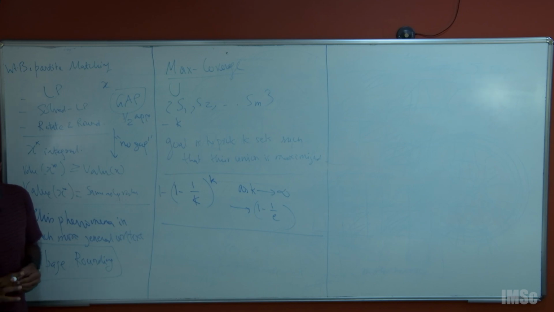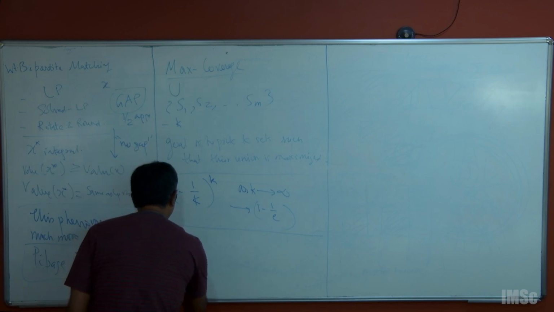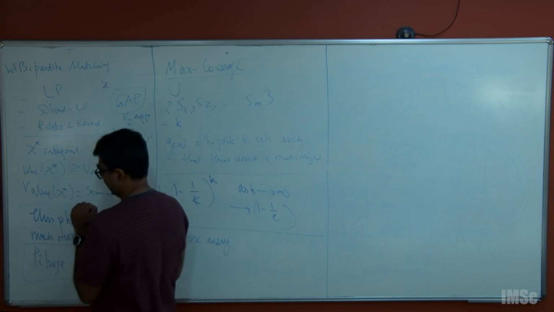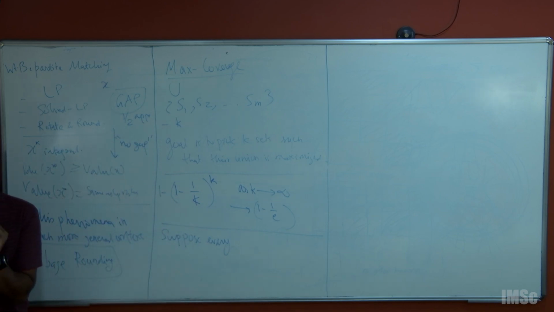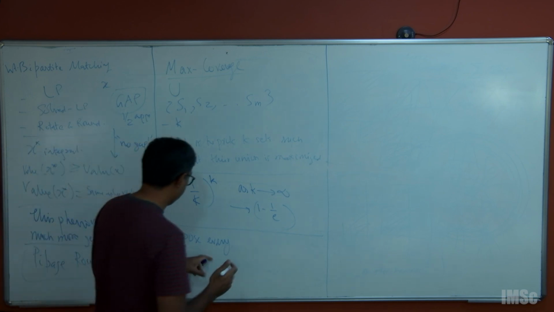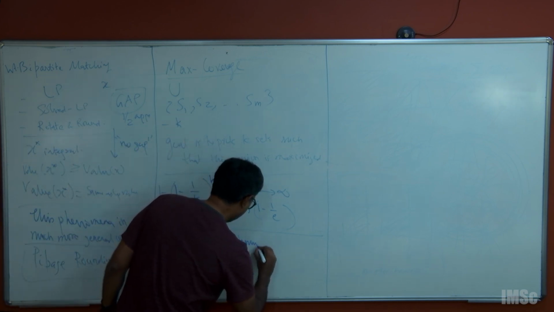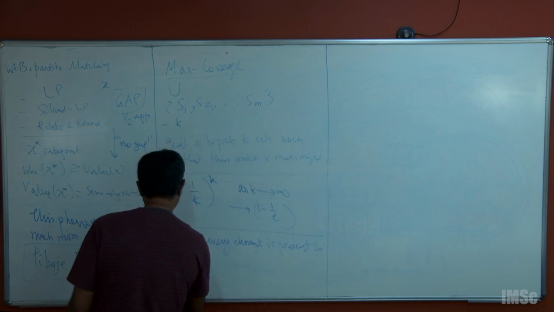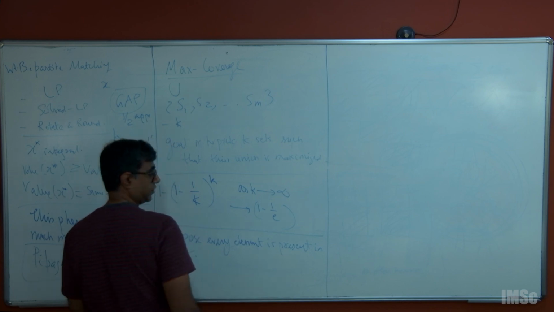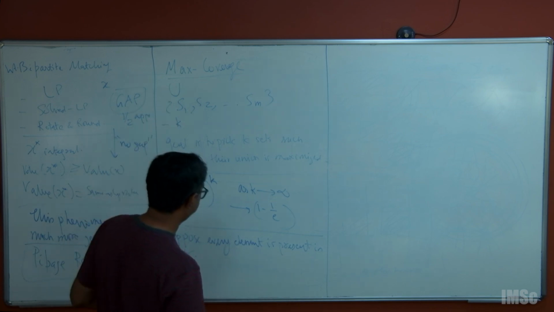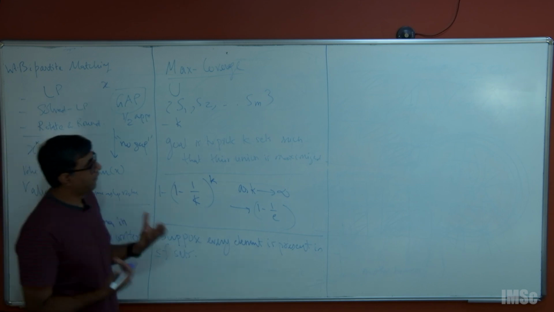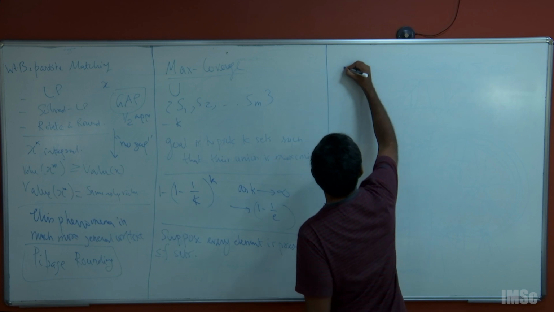Now, imagine a slightly different setting, that suppose every element of my universe is present in at most f sets. Suppose every element of my universe is present in at most f sets. If I wanted to do this max coverage on graphs, let us see what happens.